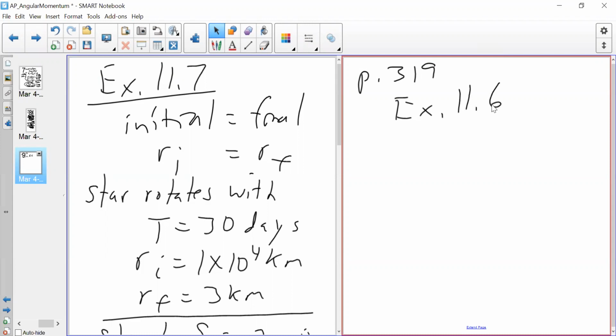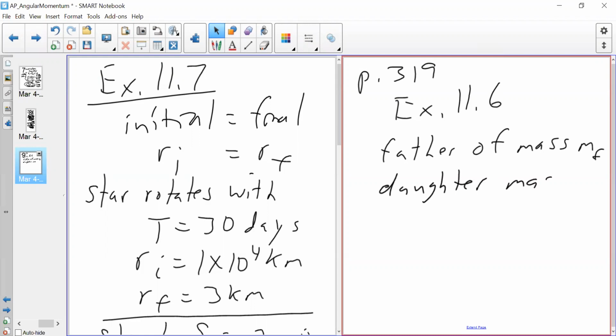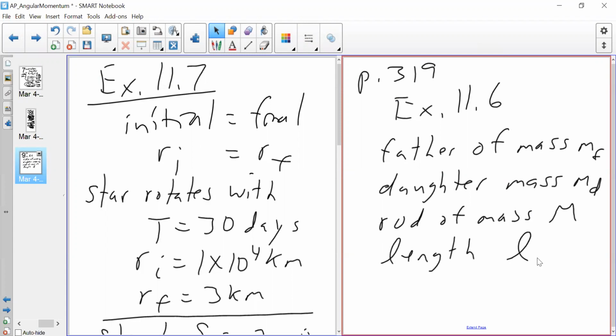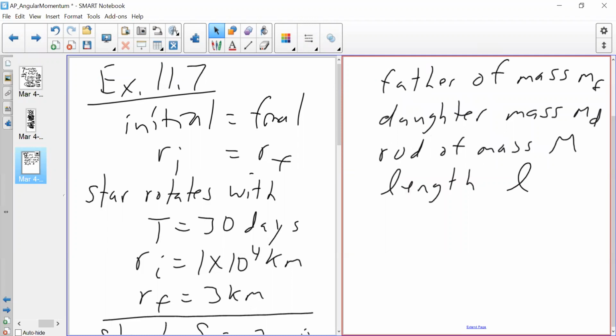The seesaw problem. So we have this father on one side, daughter on the other, seesaw. Let's see. We have father of mass m sub f, mass of father, and daughter M sub d. Rod of mass m, and it's got a length L. Okay. So it looks something like this. Center of mass. Daughter here. And then L.